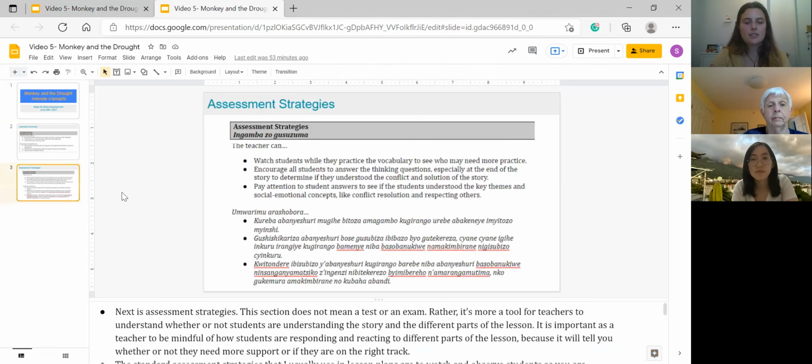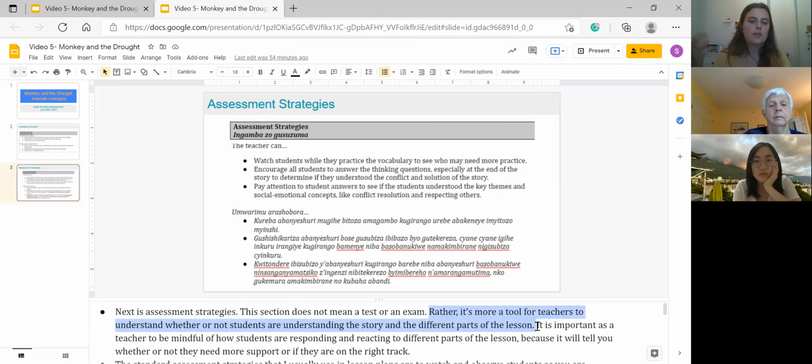All right, and then that segues nicely into the next part, which is assessment strategies. This section doesn't mean a test or an exam or anything. Rather, it's more of a tool for teachers to understand whether or not students are understanding the story and the different parts of the lesson. Like what Sally mentioned, when they're doing that activity, you can tell by what they draw or write in each of the parts of the story, like the characters and the setting, whether or not the students remember and understood the story.